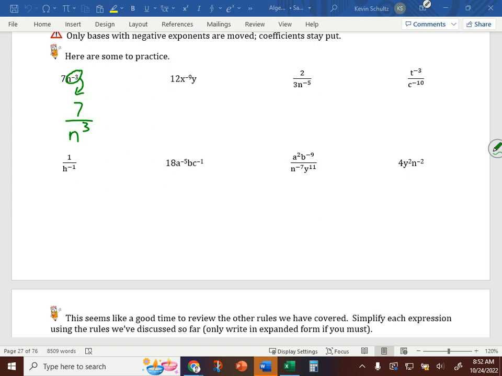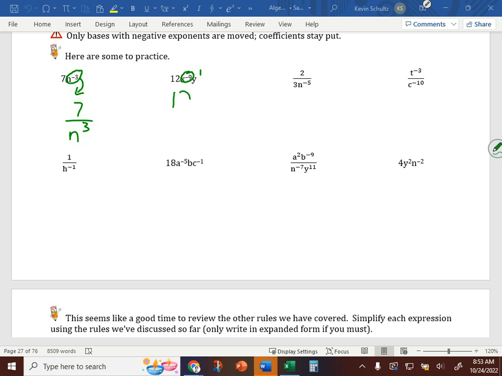12x to the negative ninth y. What's being moved? Cole. Yep, just the x to the negative ninth. The 12 is a coefficient. It stays put. The y, what's the power of the y there? 1. It's not written, but it's there, and it's a positive 1, right? So that stays put as well. You're only moving those negative powers.